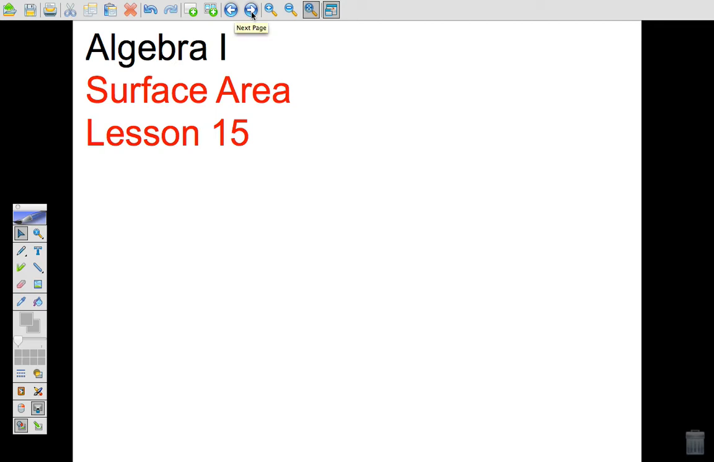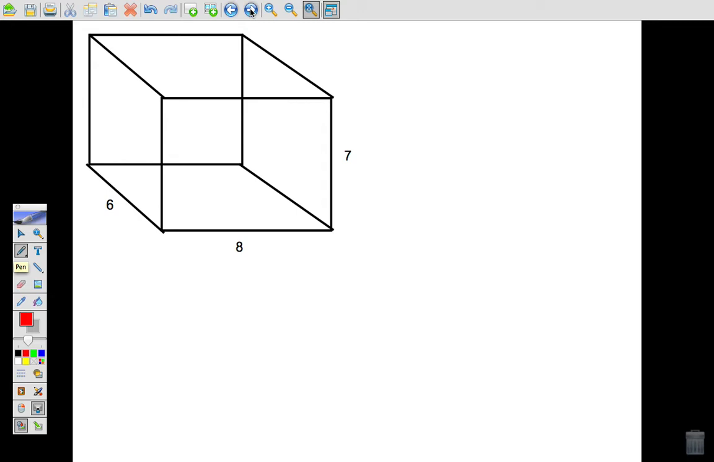All right, lesson 15 is called surface area, and surface area is simply the total area of all the sides. So for example, if I have this box-looking shape, to find the surface area, I'm going to find the area of the top, the area of the bottom, the area of the front, the back, and the two sides, or in other words, 6 sides, and add all those areas together, and that would be my total surface area.